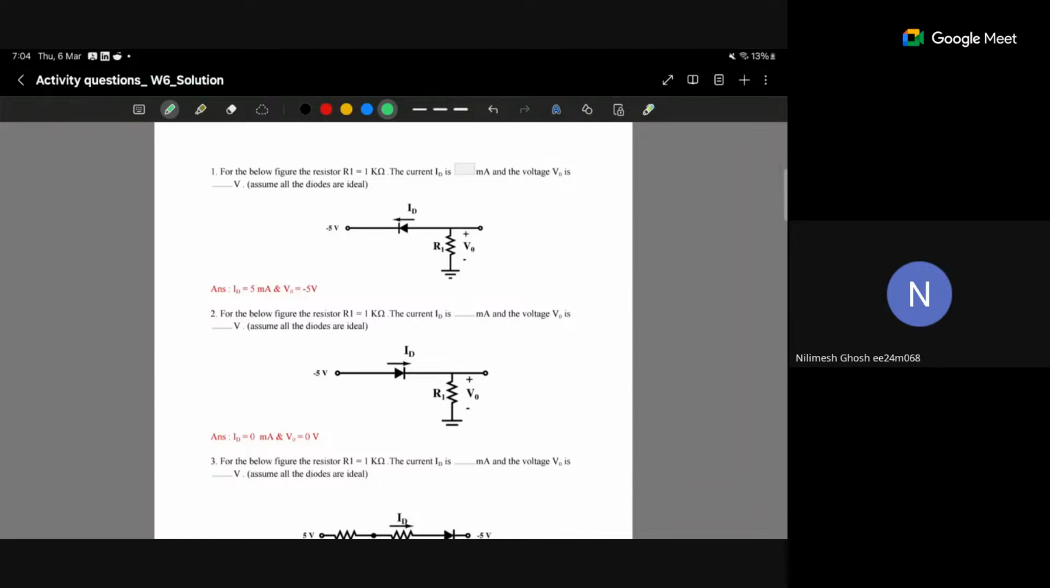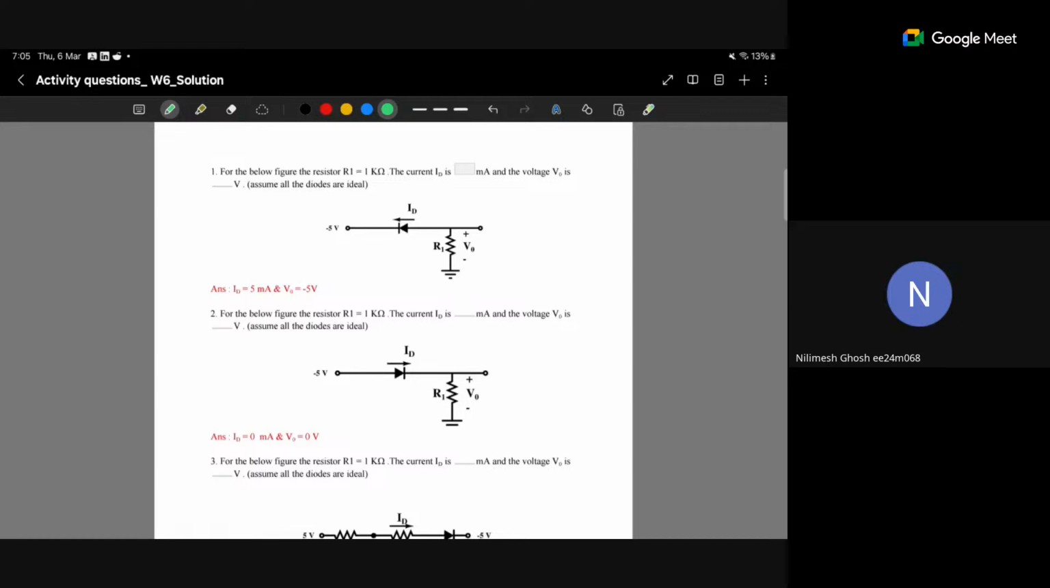Diodes are ideal. Now, what can we say if the diodes are ideal? What can we comment about the diode? If any positive voltage comes to the anode of the diode, it will be forward biased, or if the voltage difference between the nodes of the diode is positive, then we can say that the diode will be forward biased.